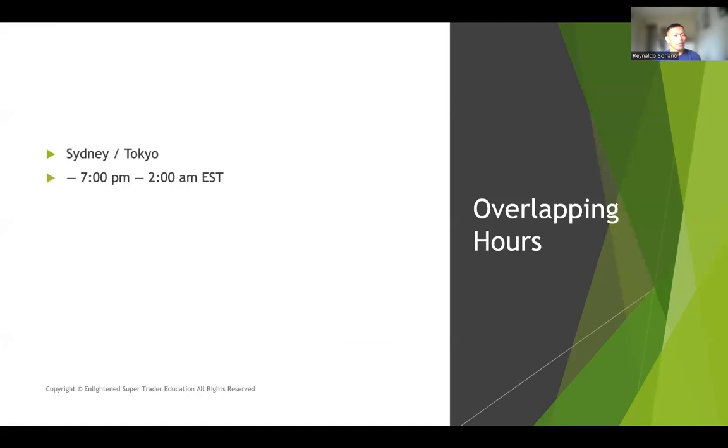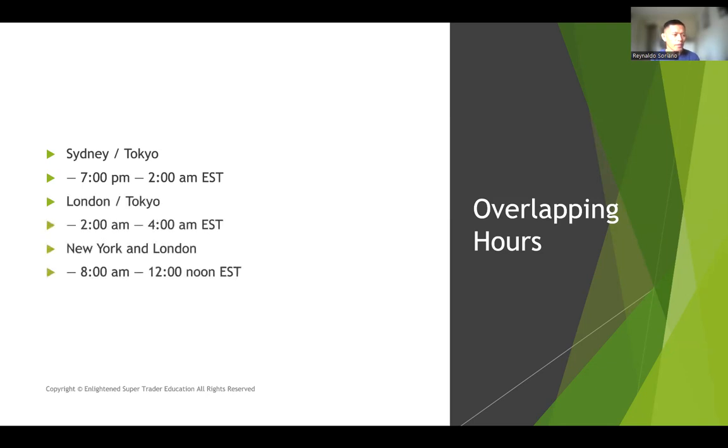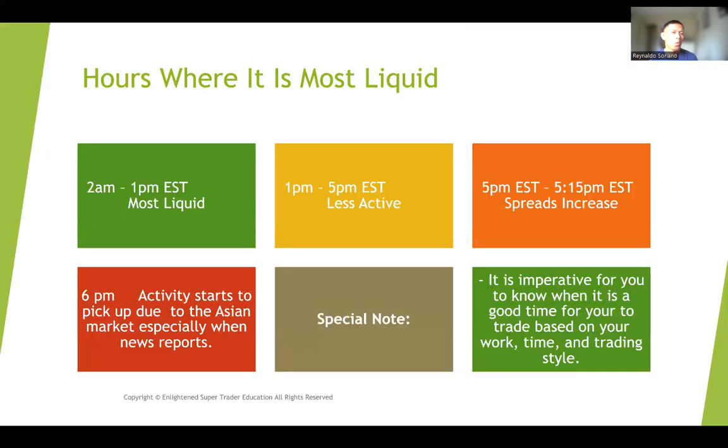So based on the overlapping hours, it's from Sydney and Tokyo exchange, 7 p.m. to 2 a.m., London and Tokyo, 2 a.m. to 4 a.m., New York and London, 8 a.m. to 12 noon. So where it's most volatile or most liquid is from 2 a.m. to 1 p.m. Eastern Standard Time. This is where it's most liquid.